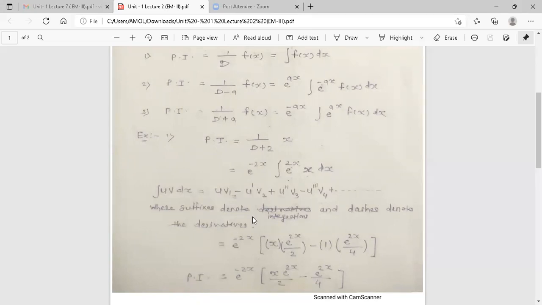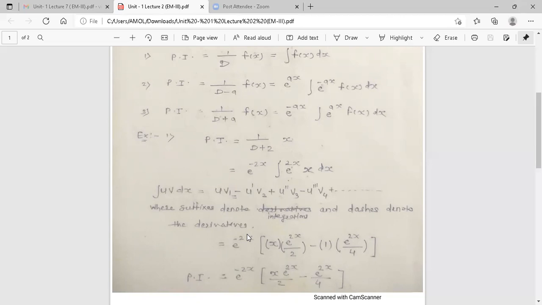So use here that uv rule. This e to the power minus 2x as it is. Now, what is u and what is v here? Choose u as the function whose derivative vanishes earlier as compared to the other function. Now here the derivative of x vanishes earlier as compared to the derivative of e to the power 2x. So choose x as u and choose e to the power 2x as v.